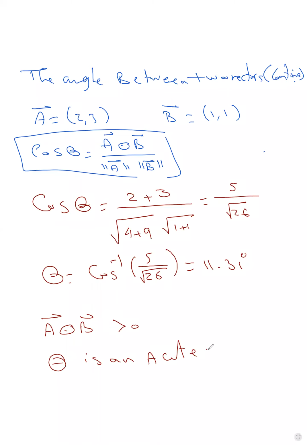Okay, another example. A is negative 4 and 1. B is 2 and 3 and 2. Okay.